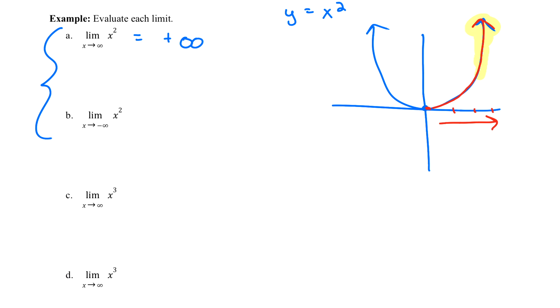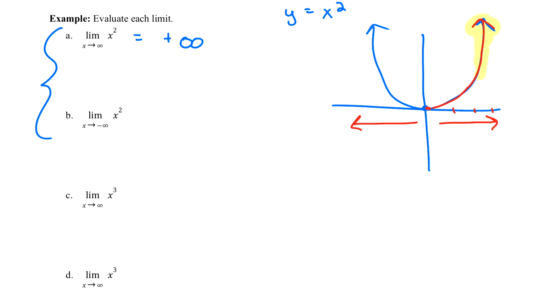Now in part B, it's the same function. We're still working with y equals x squared. But now we want to say, well, what about as x approaches negative infinity? Here in that case, we're just going in the opposite direction. We're saying, okay, as we move as far to the left as possible, right? Past, say, negative 100 or negative 1,000 or negative 1,000,000. We just want to move as far to the left as we possibly can.